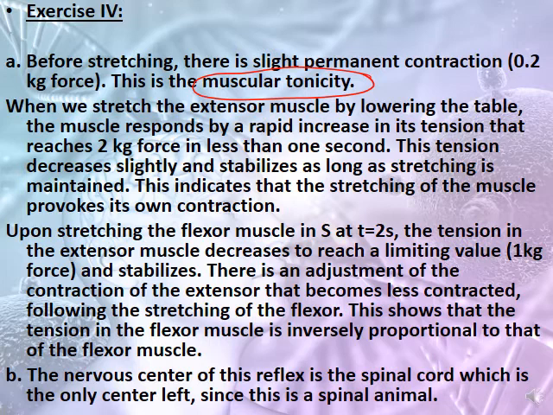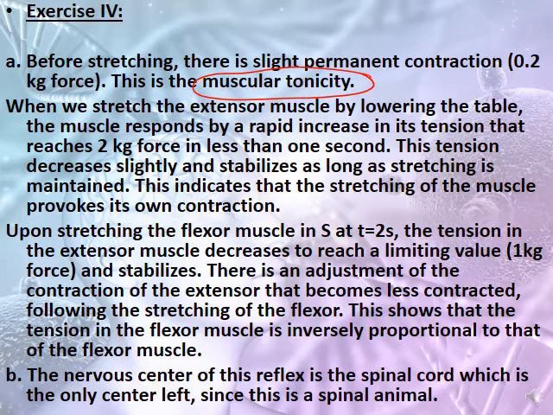While upon stretching the flexor muscle at t equals 2 seconds, the tension in the extensor muscle decreases to reach a limiting value of about 1 kilogram force, and it remains stabilized at this. So there is an adjustment of the contraction of the extensor, which becomes less contracted following the stretching of the flexor. What does this indicate? This indicates that the tension in the extensor is inversely proportional to that of the flexor.